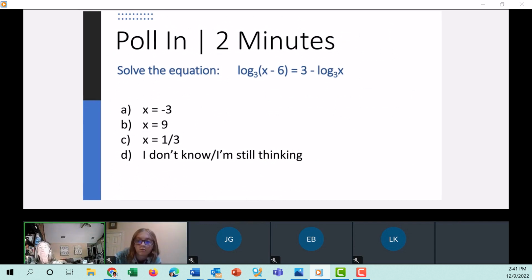Let's pull in. And this is going to be a little harder if you haven't practiced the properties of logs. So just go through this week and practice. All right, we want to solve this equation. I'm going to go ahead and turn the timer on. Give you 2 minutes. Now this time we're subtracting.